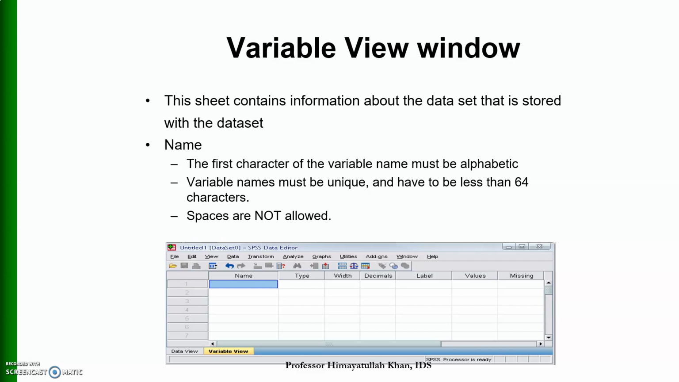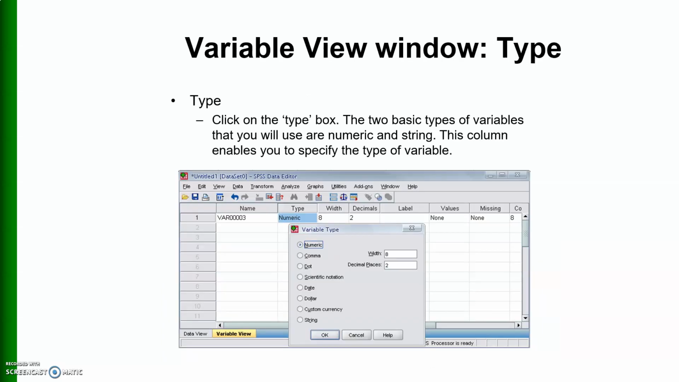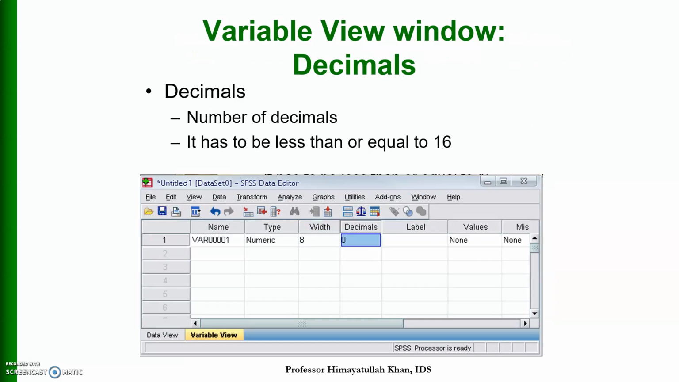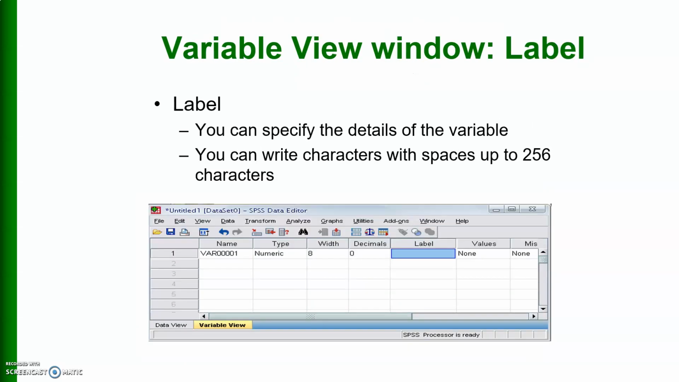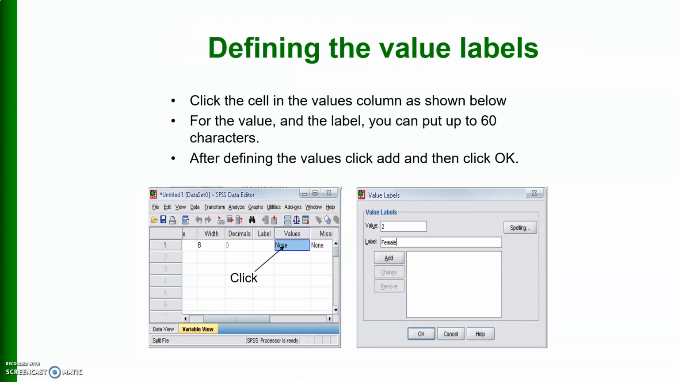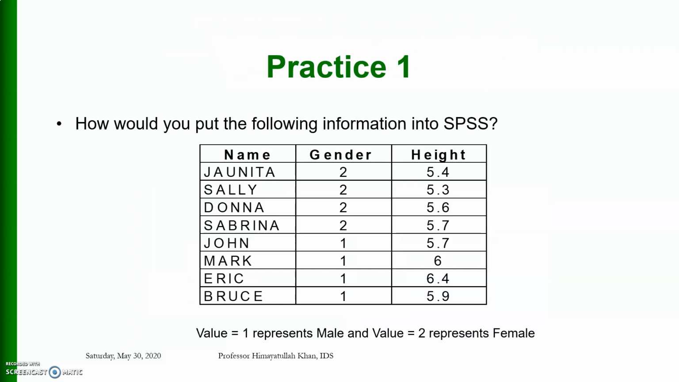This is the variable view window, and this is a variable view window. Type, width, decimals. We can set all these things, labels, values, etc. This is just practice 1.